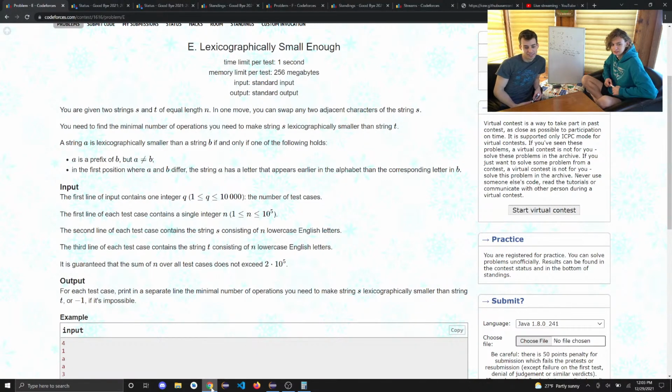You have 2 strings S and T of equal length. In one move, we can swap 2 characters in S. We want to find the minimum number of operations we need to make S smaller than T. So let's do an example.